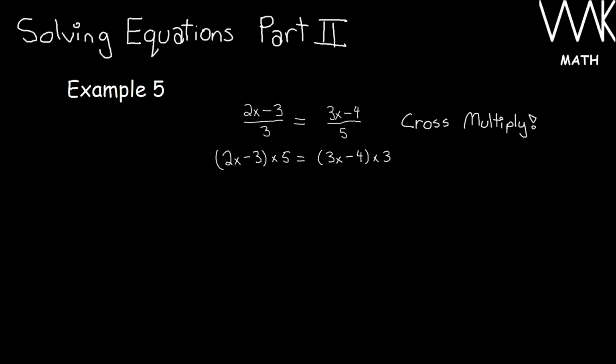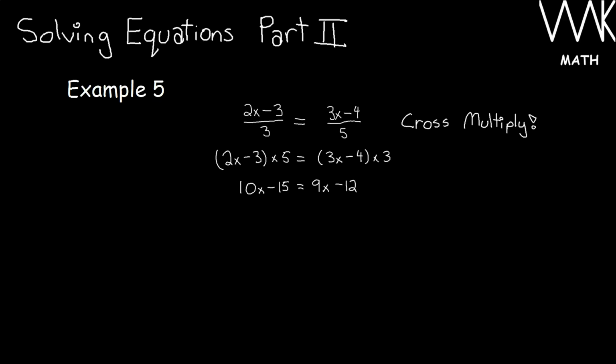Using algebra to simplify both sides, the left side becomes 10x minus 15, and on the right side, it becomes 9x minus 12. Now we see a familiar case here, as seen in the second example in this video. So how do we deal with this case? The strategy here is to move the variables to the left side and the numbers to the right side. Let's start with the variables.